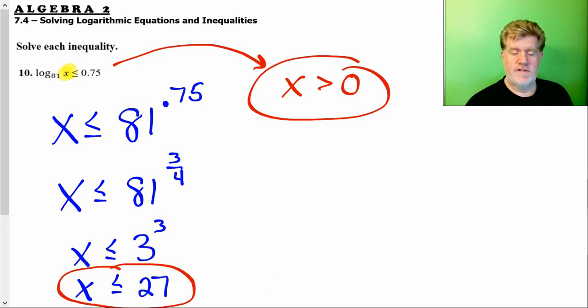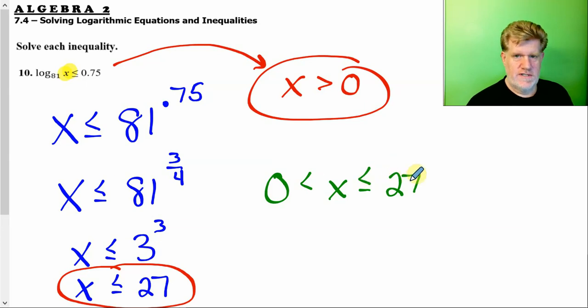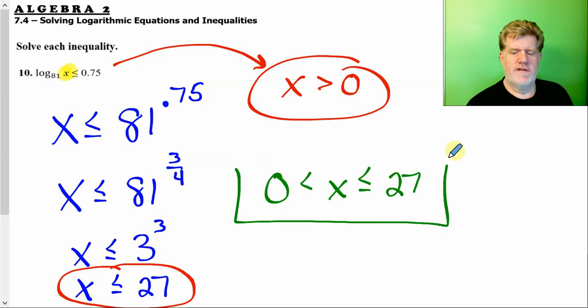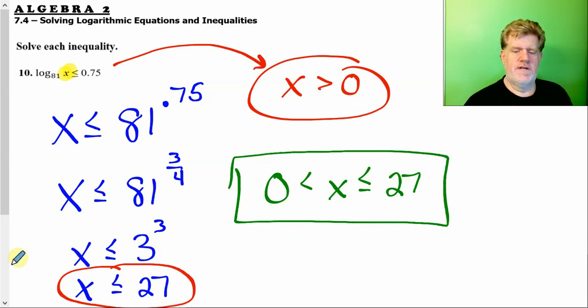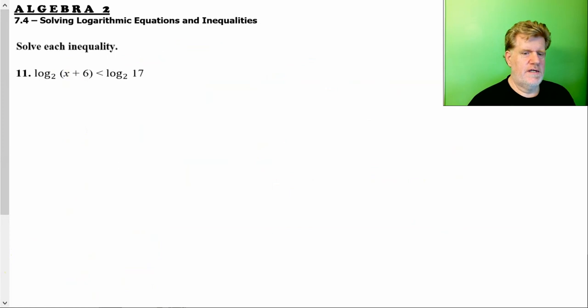So my answer is all the numbers that are between 0 and 27. But remember, this is less than or equal to originally, which means that it can equal 27, but it cannot equal 0. This is our answer. Every number between 0 and 27. Okay. How's that feeling? Okay.